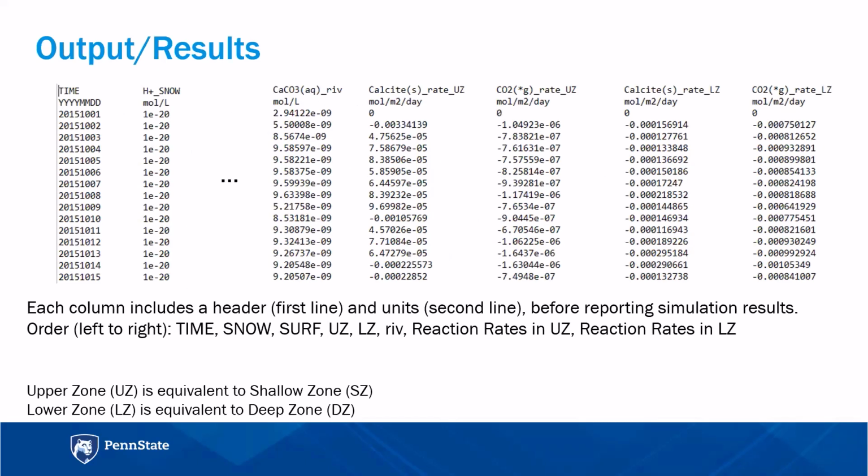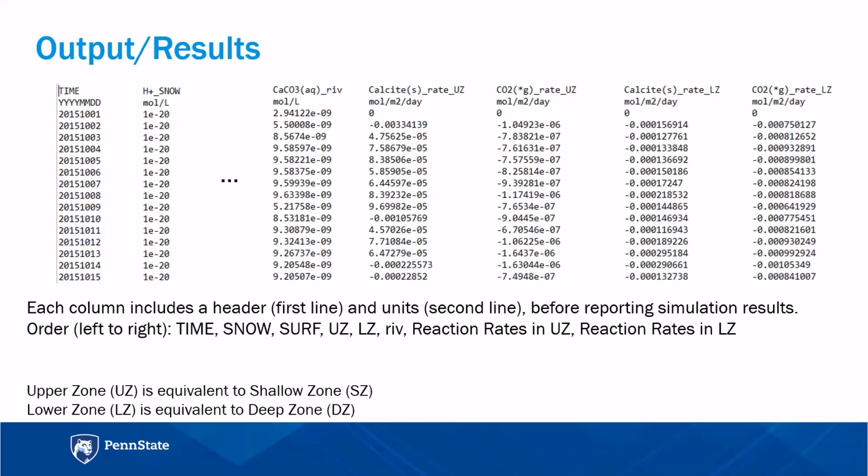So this is a screenshot of some results where the first column is always the date or time of the simulation. And you can see that each column includes a header, the first line, and then the units corresponding to that header in the second line. And so then it starts the time series of all of your simulation results.